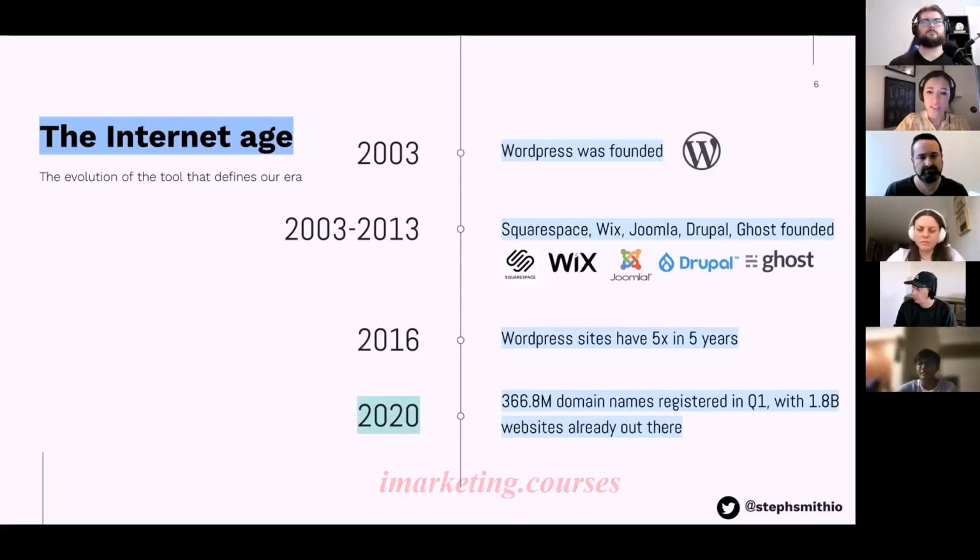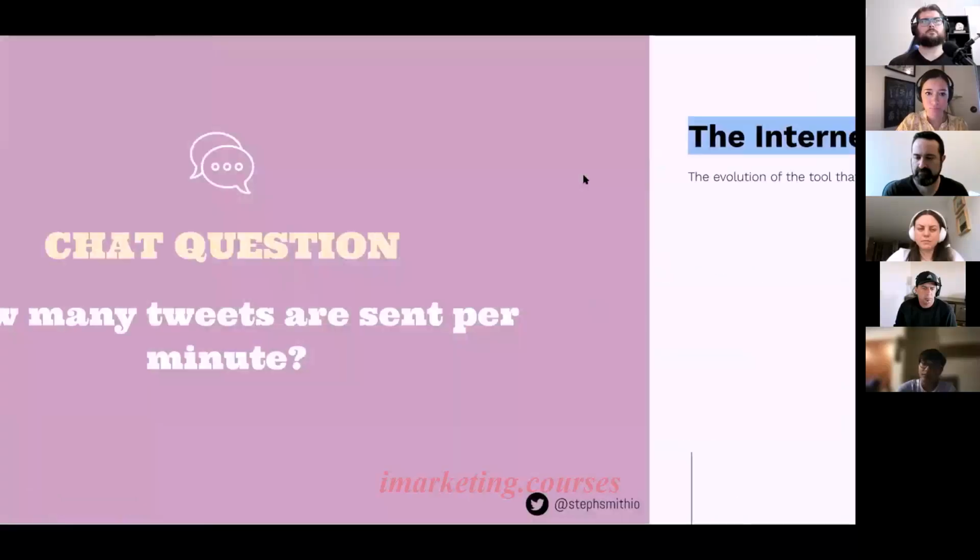And in this past decade, so much content has been produced. So in 2016, the number of WordPress websites grew 5x in 5 years, and that continues to just grow exponentially. Here's another crazy stat. 300 plus million domains were registered in Q1. I believe this was of 2020. But that just shows the sheer number of people trying to participate in what you might call this information economy.